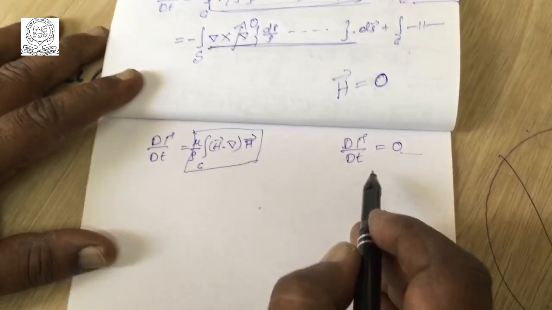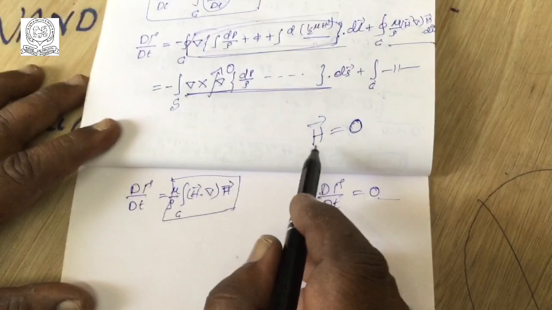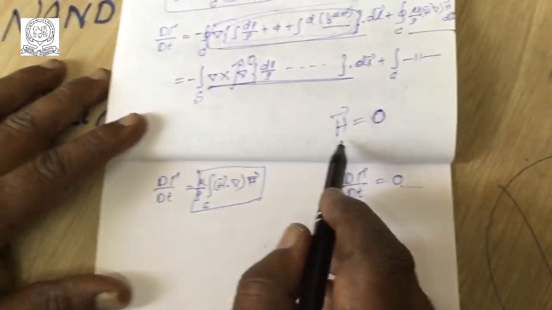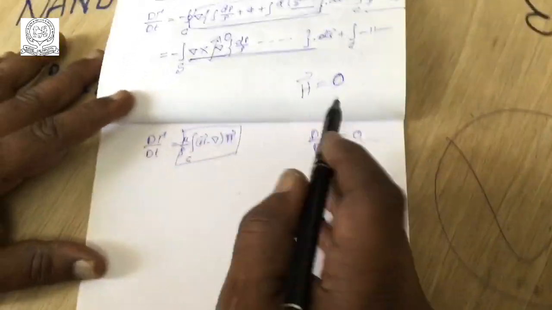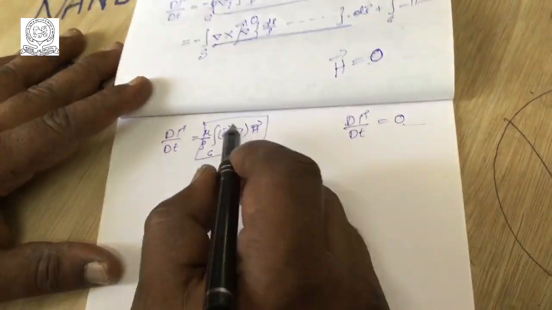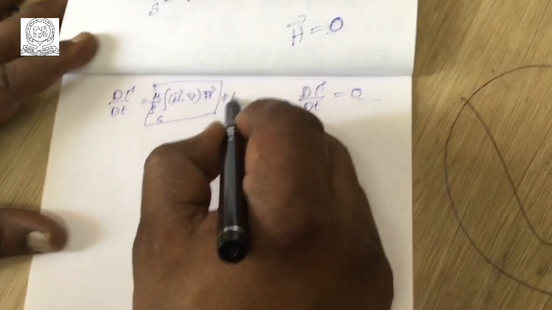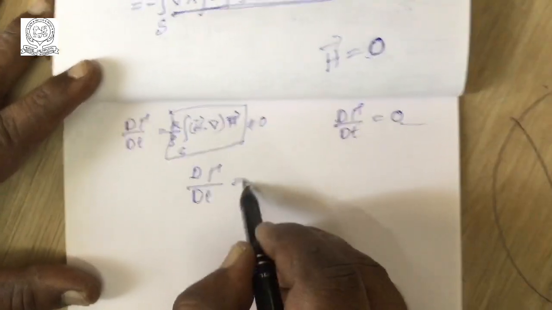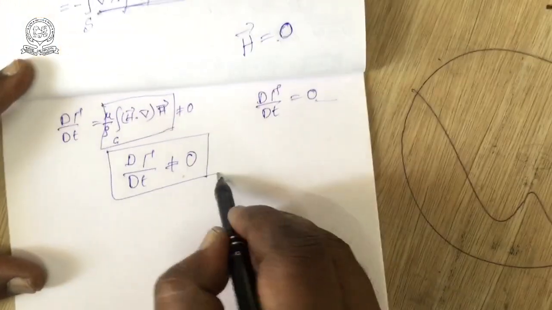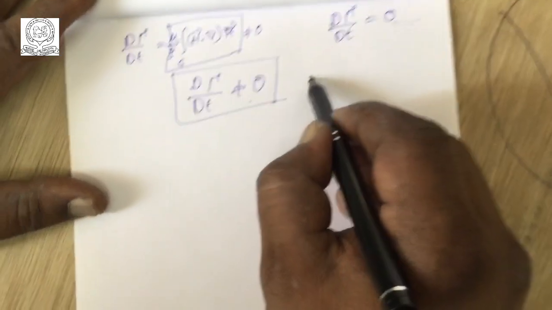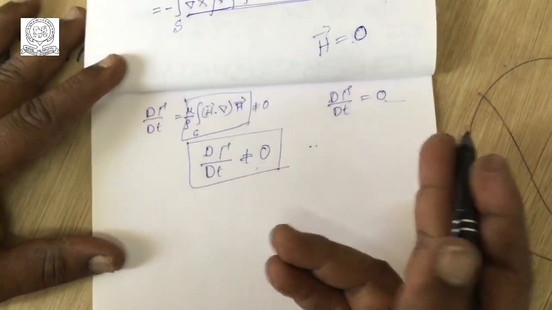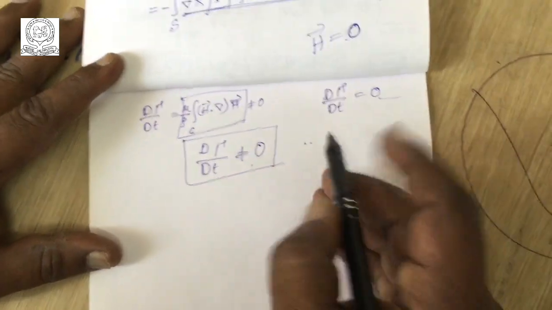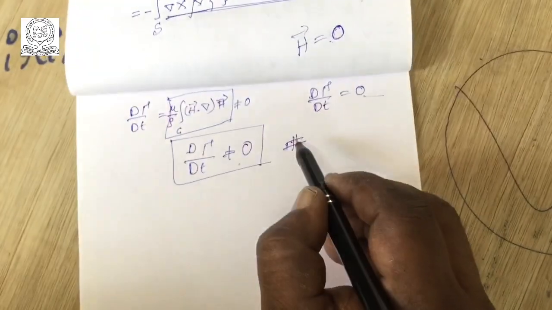But in MHD there will be a magnetic field, which means the presence of Lorentz force. Lorentz force is usually non-zero, so there is no chance to get h equal to 0. Once h is non-zero, this term is not equal to 0, so d gamma by dt is not equal to 0. What it means is that the Kelvin circulation theorem is not valid in MHD. Hence the proof. That's the proof of this theorem, right?